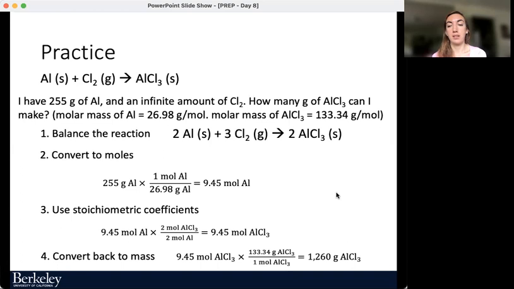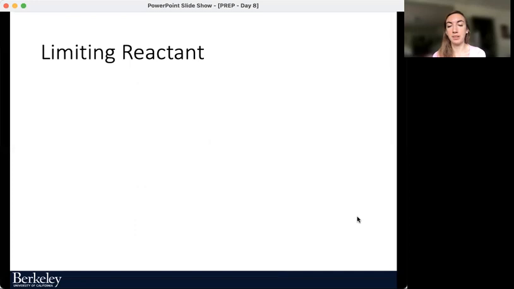Okay, so now we're going to get to the question about what happens if I don't have an infinite amount of either of these things. And that's where what's called the limiting reactant comes in. So the limiting reactant is just which one will run out first. Which reactant limits how much product we are able to make.